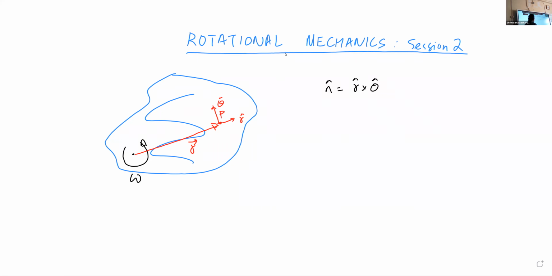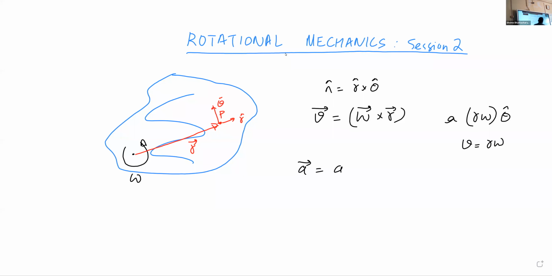On that basis, we can define the velocity of that particle as a cross product, omega cross R, or we can also express it as R omega theta cap. So we have speed equal to R omega. Whereas we can define the acceleration of the particle as the sum of the centripetal component of acceleration plus the tangential component of acceleration.